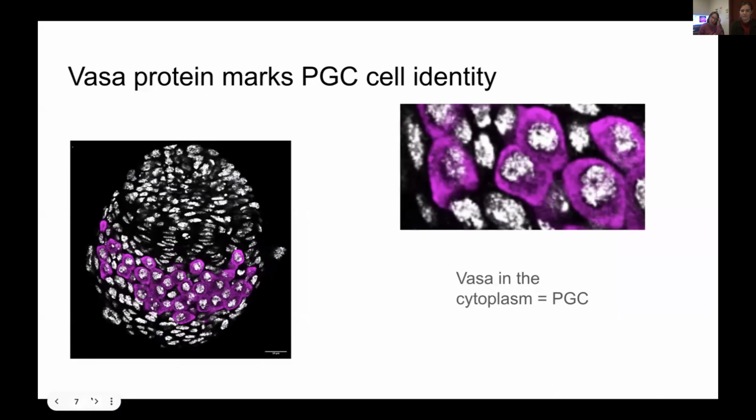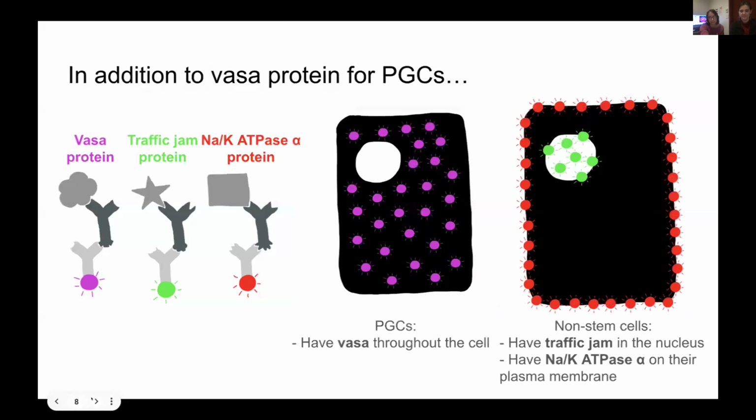And so if I zoom in a little bit on what this image looks like, basically the cells that have VASA, this magenta color in the cytoplasm, would be identified as PGCs. And those are the cells that I'm interested in counting. In addition to VASA protein for the PGCs, the images that we're going to see on the screen are also going to have traffic jam protein in the nuclei of other cells. So let me back up for a second. Basically, the fly ovary is comprised of PGCs and non-PGC cells that are important for supporting germline biology throughout the whole adult life of the fly.